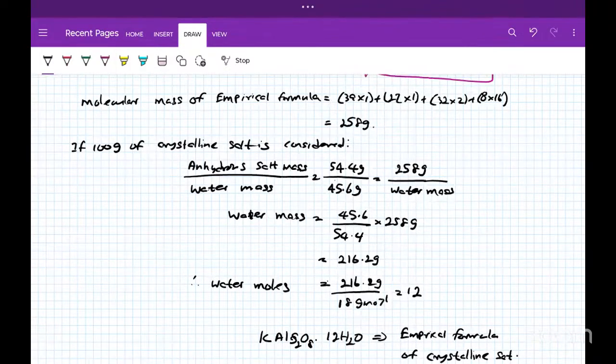Okay, there was a question. Is the empirical formula the same as the molecular formula for ionic compounds because of the lattice structure? That's a good question. Correct. You can take that one that way.